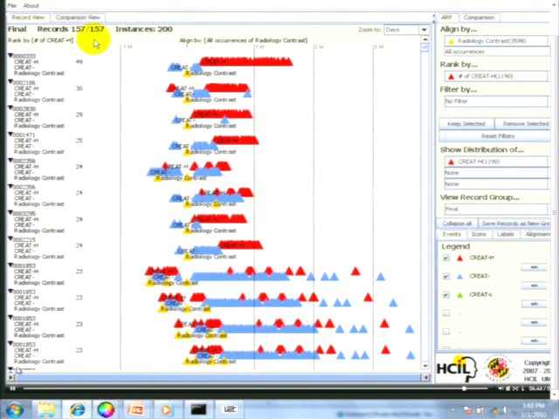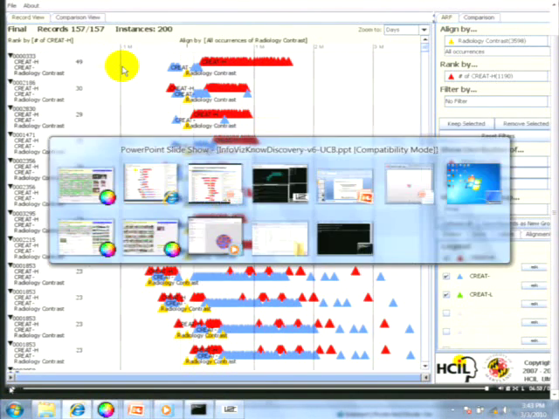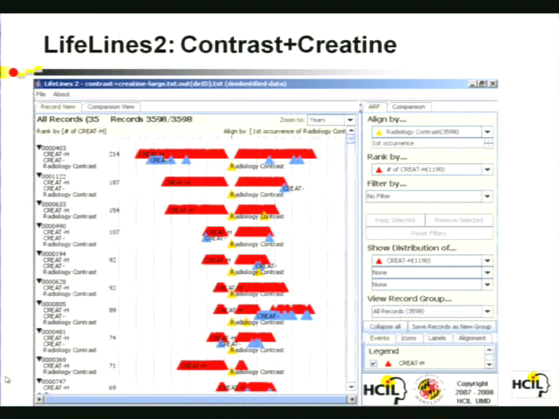Finally, this gives us 157 records. And visually scanning this group, these patients exhibit more prominently the patterns of contrast-related renal deficiency. And this concludes our demo. Any questions? Well, let me make some comments here.